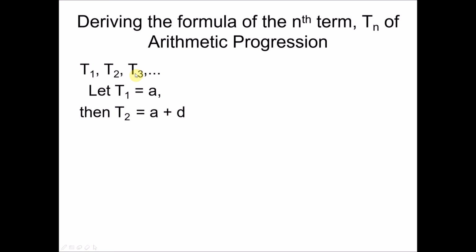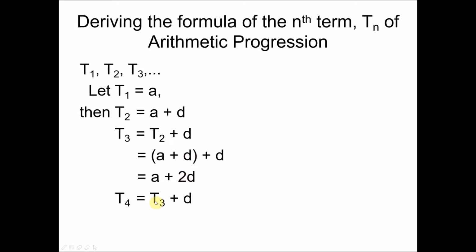Then to get the third term, it equals the second term plus D, right? So the third term equals the second term plus D, the common difference. And remember the second term here, T2, equals A plus D. So T2 here, we replace this with A plus D. You get A plus D plus D. We simplify this, you get A plus 2D. If you want to find the fourth term, it equals the third term, T3, plus D. And T3 here equals A plus 2D. So we replace this with A plus 2D, and A plus 2D plus D. Here we simplify this, we get A plus 3D.